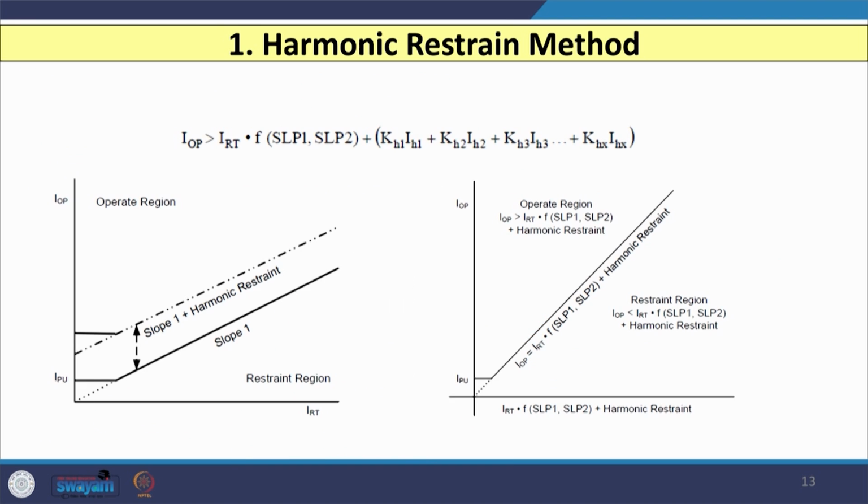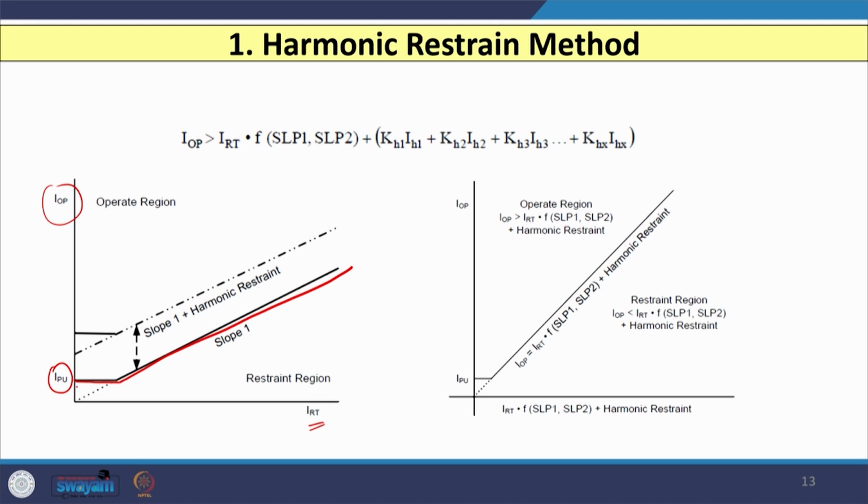Now, if I use harmonic restraint method, then let us see what will be the change in differential relay characteristic. So, we know that normally differential relay characteristics are plotted considering on x axis restraining current and y axis the operating current. So, then we can see that the initial characteristic is like this, assuming we have used only one slope or single slope characteristic.